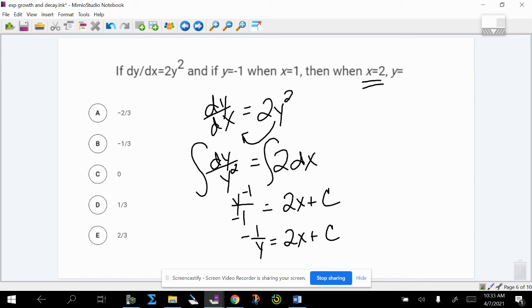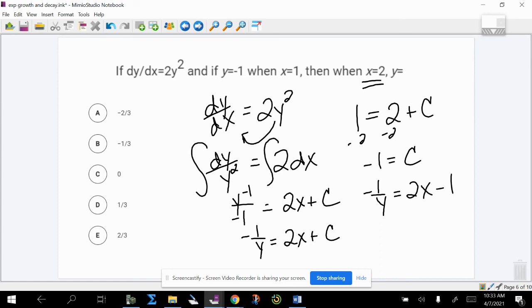Plug in your initial condition, which is 1, negative 1. So when I put negative 1 in for y, I get 1 equals 2 plus c. Subtract 2 from both sides. I get c to be negative 1. So negative 1 over y equals 2x minus 1. Rather than trying to clean it up and get y by itself, I'm just going to immediately plug in the value that's given for x and then solve for y. So I get negative 1 over y equals 2 times 2 is 4. 4 minus 1 is 3.